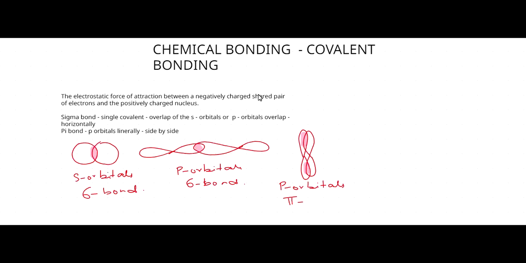Pi bonds are always only with p orbitals, right? Yes, a pi bond is always with p orbitals. You cannot have it with s orbitals.